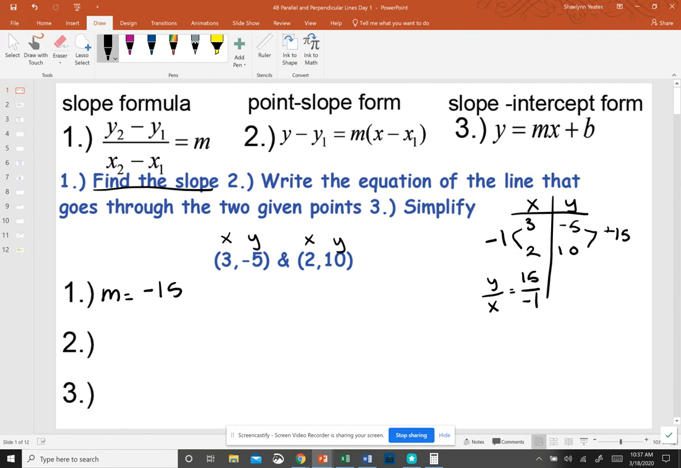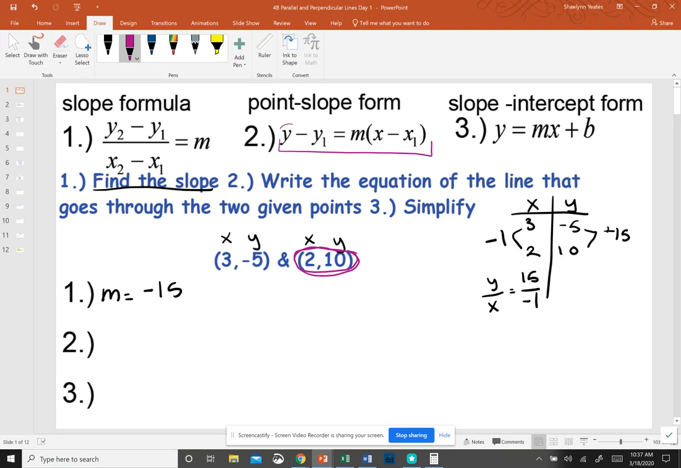which if I was graphing would be down 15 over 1. Now, we're going to take point slope form, which is this formula right here. And I'm going to take this point right here because they're both positive. You can use the other point if you want. I don't want to, but it's up to you.